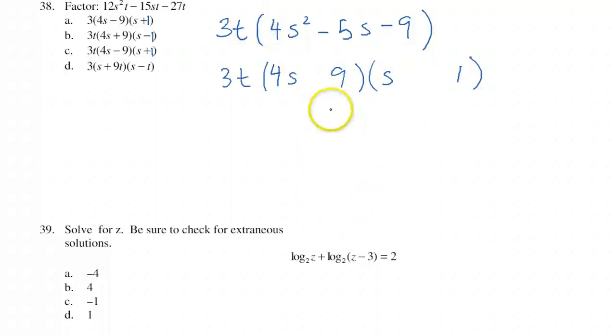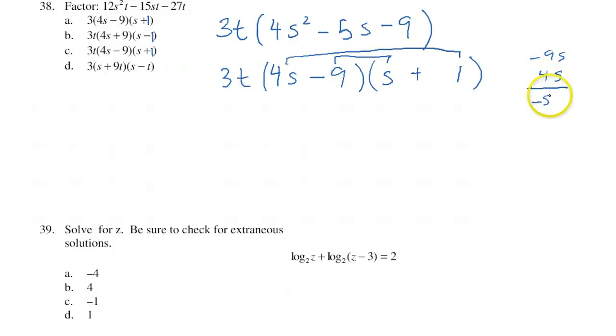So I want it to be negative, so one of them has to be negative. And since I wanted to add it to negative 5, I'll put the minus here and the plus here. But let's just double check we did that correct. So remember, the inside outside is the way we check this. So the inside is minus 9s, the outside is plus 4s, and this adds up to negative 5s, which does match up with the middle term here.